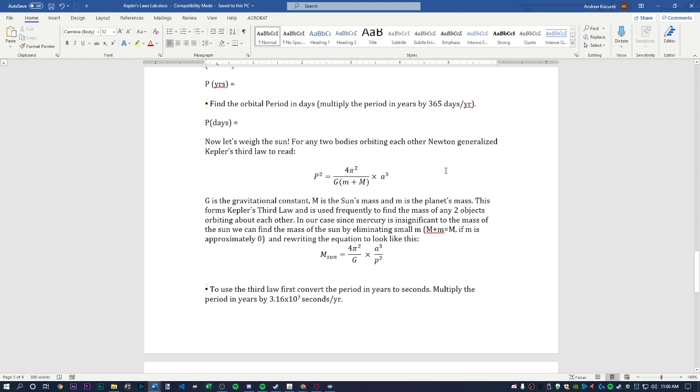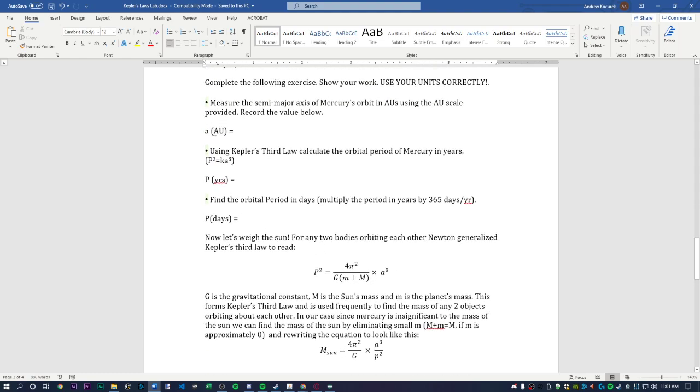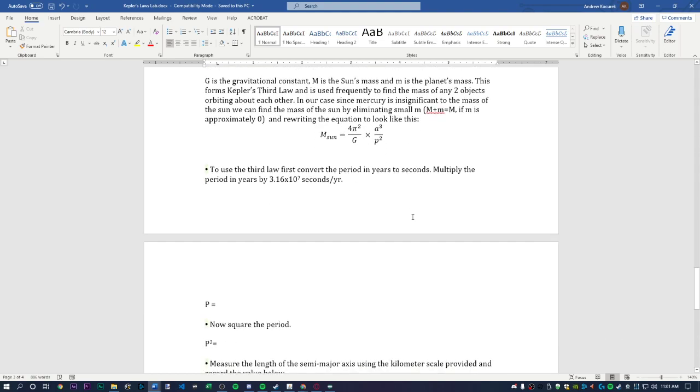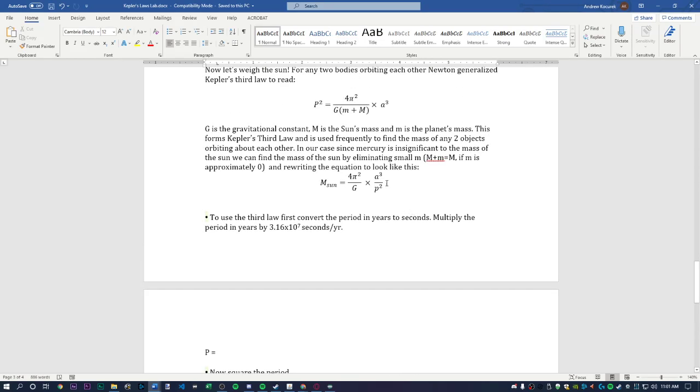Now, you've already found your A in AU, and you found your P in years. So what we're going to do is take this big mass, which is the mass of the sun, and rearrange the equation, which we've done for you here. And you're going to find the actual weight of the sun. So we got rid of the little m.